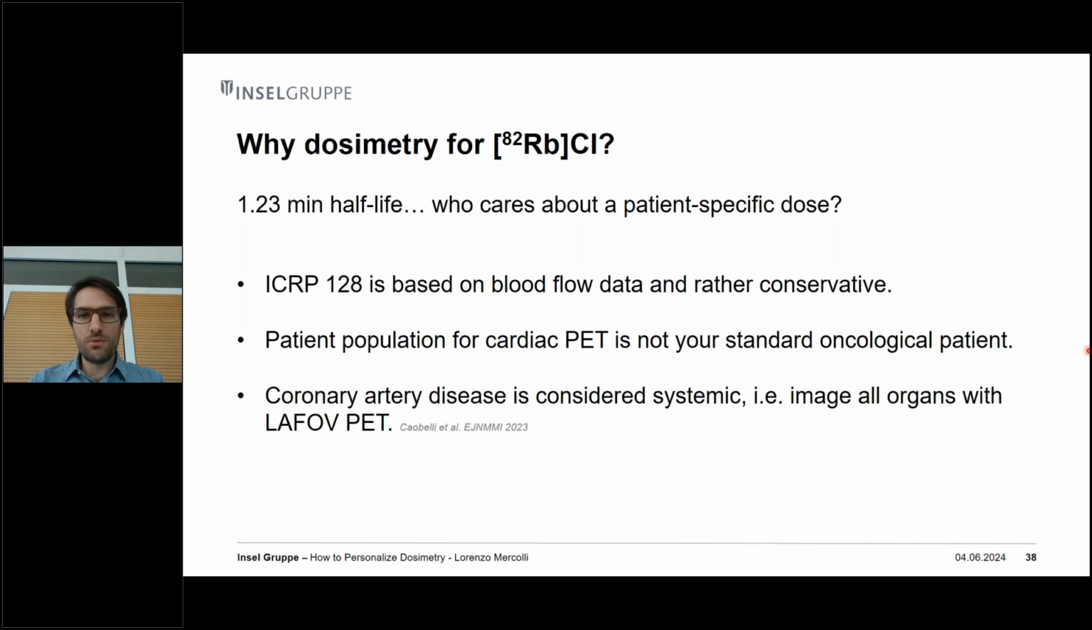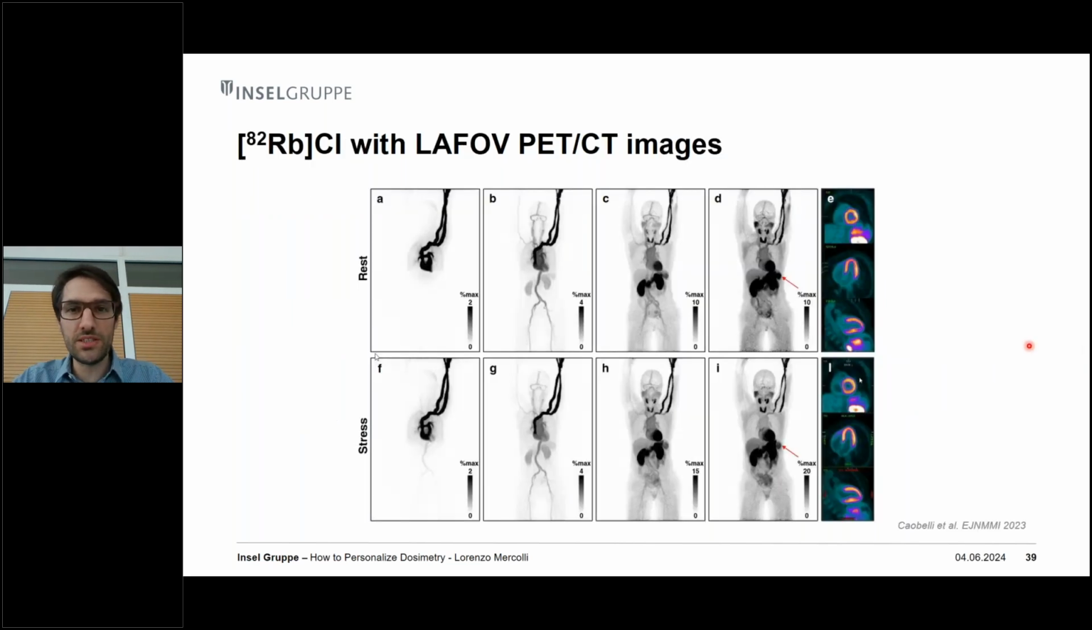And then there's one nice thing that we can do here in Bern. Since nowadays coronary artery disease is considered a systemic disease, it's good to have an image of all major organs, and this we can actually do with long axial field of view PET. So this is how it looks. You see the time evolution of the tracer.